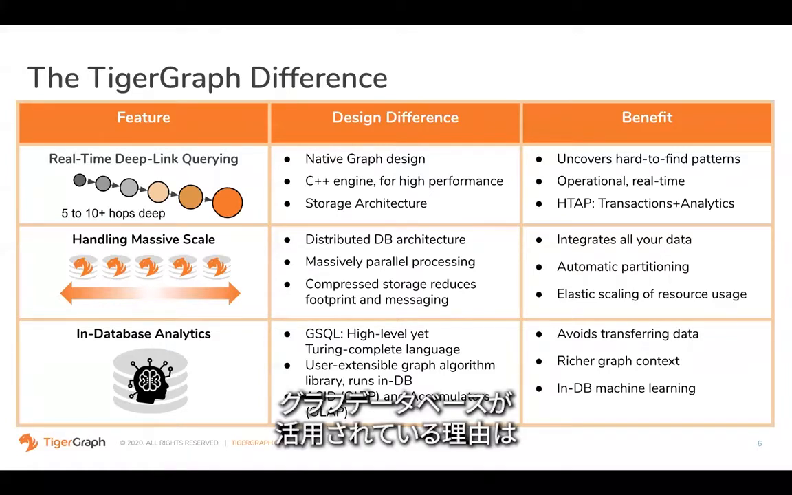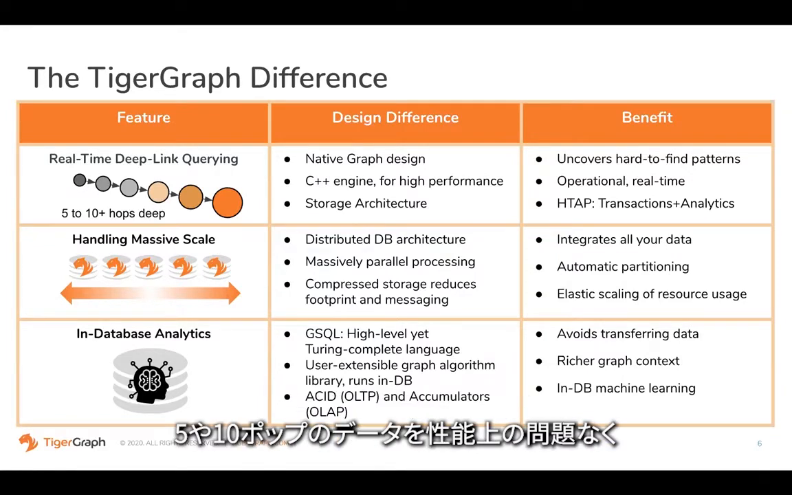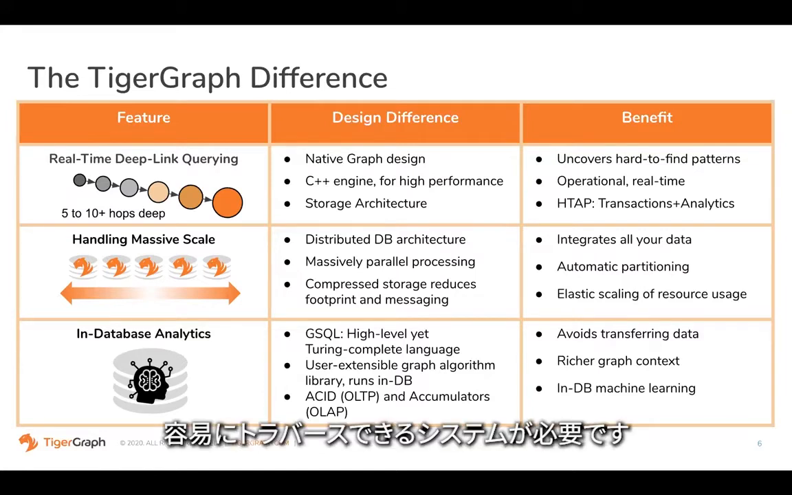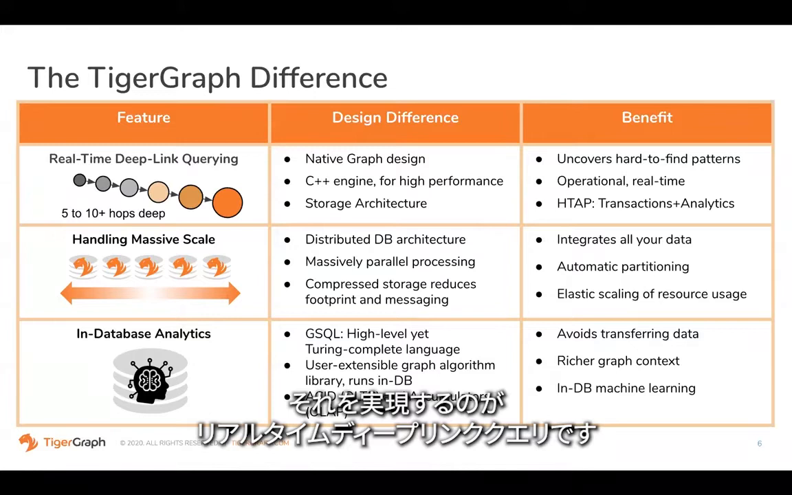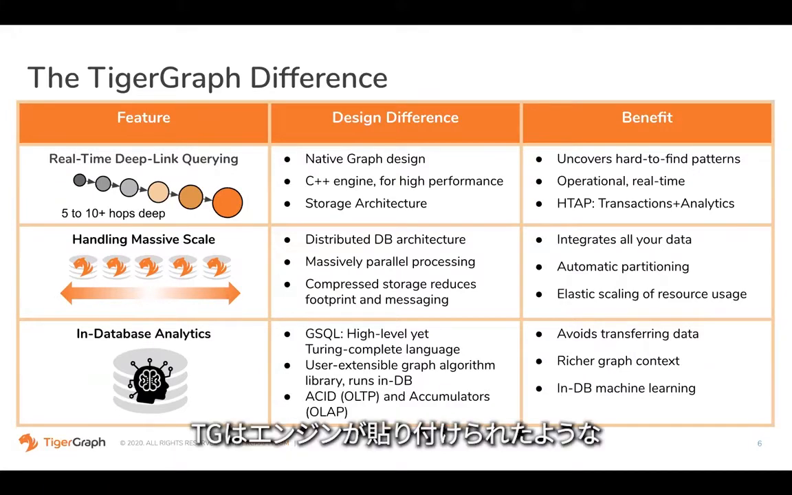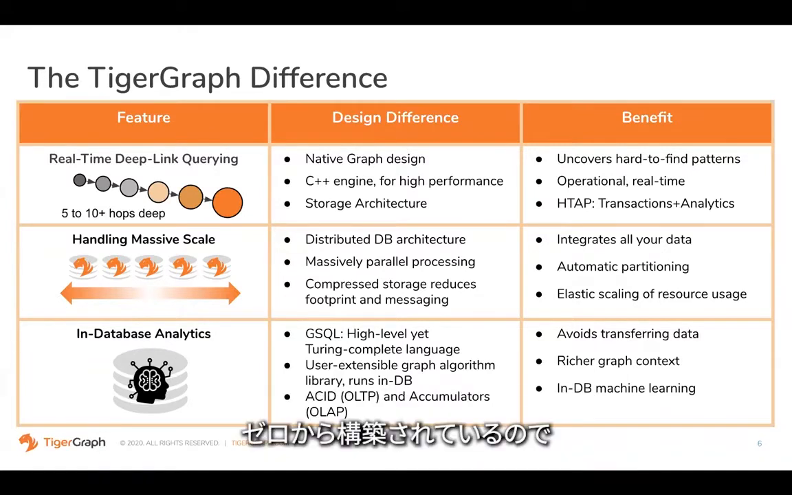And that's pretty much the key reason why folks use graph databases, because when they want to get hidden connections and patterns in the data, they need a system that can easily traverse data into 5 or 10 hops without performance issues. And that's what we deliver with this real-time deep link querying. The reason it's possible is because of our native graph design. We are not a bolt-on engine where the storage implementation is different from the engine implementation. Like I said, everything is built from the ground up.